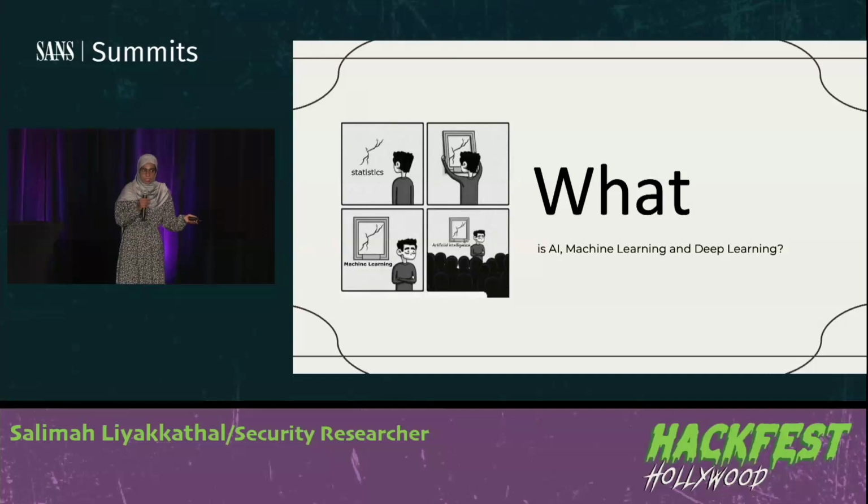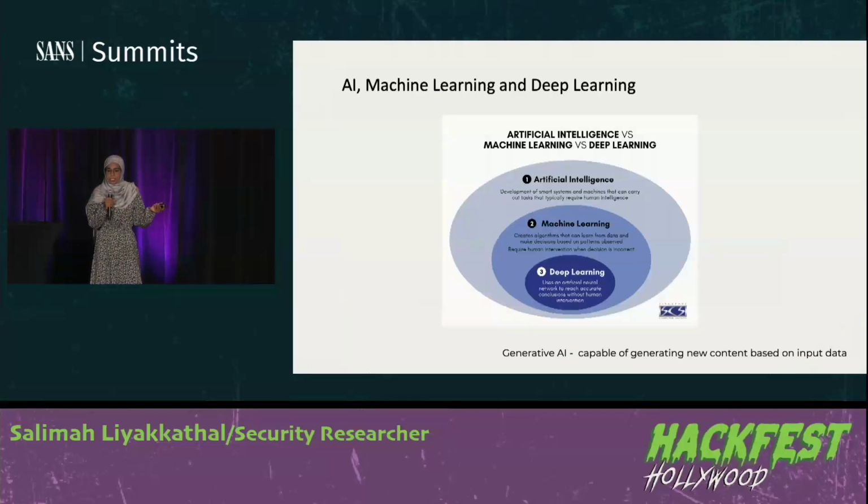So what is AI, machine learning, or deep learning? These words are used interchangeably. In fact, I will be using these words interchangeably throughout this presentation as well. But what do they actually mean? This is a screenshot that I took from Singapore Computer Society, which I think perfectly explains what these are. So overall, we have artificial intelligence. This is basically the development of smart systems and machines to leverage human intelligence.